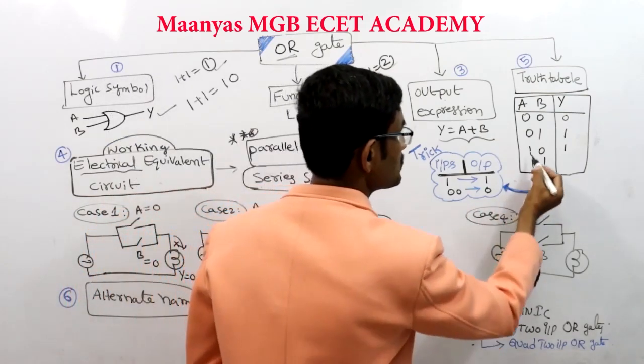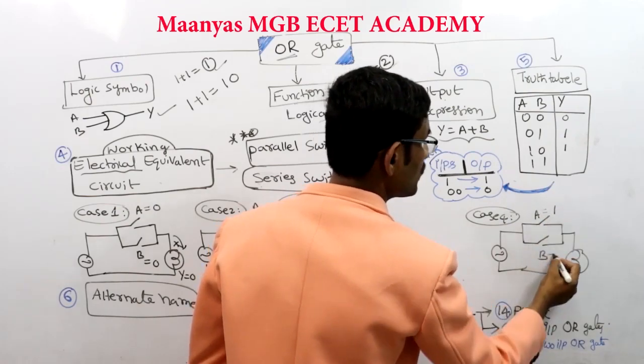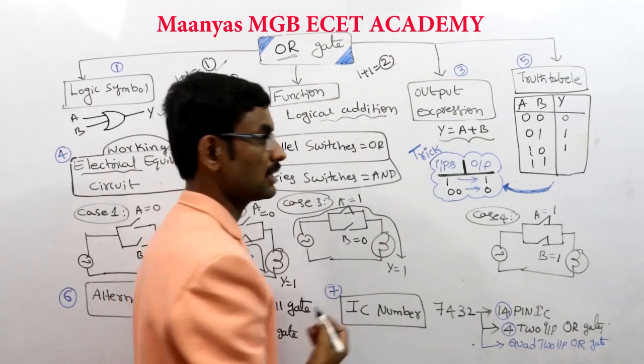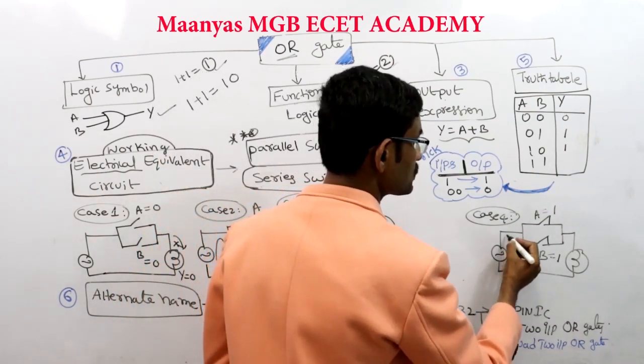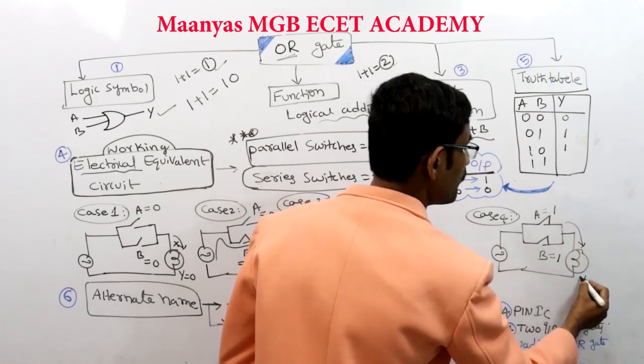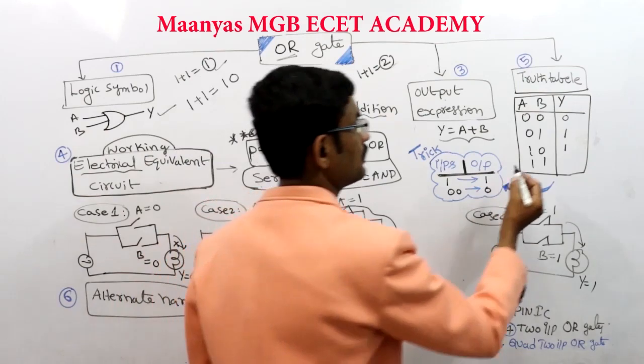Consider the last case. A is equal to 1, B is equal to 1. For A is equal to 1, B is equal to 1, the two switches are closed. The current from the source flows into the bulb through both the switches. Now the bulb glows and the output becomes 1.